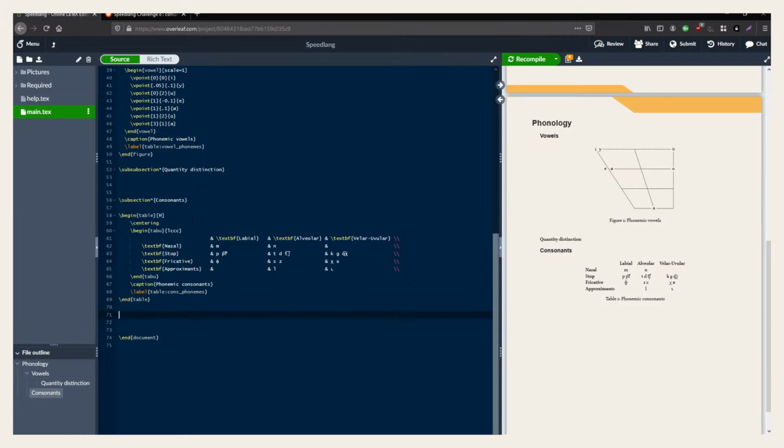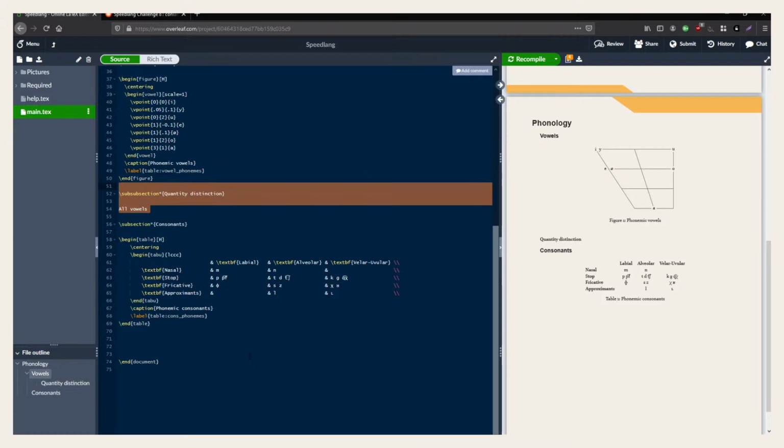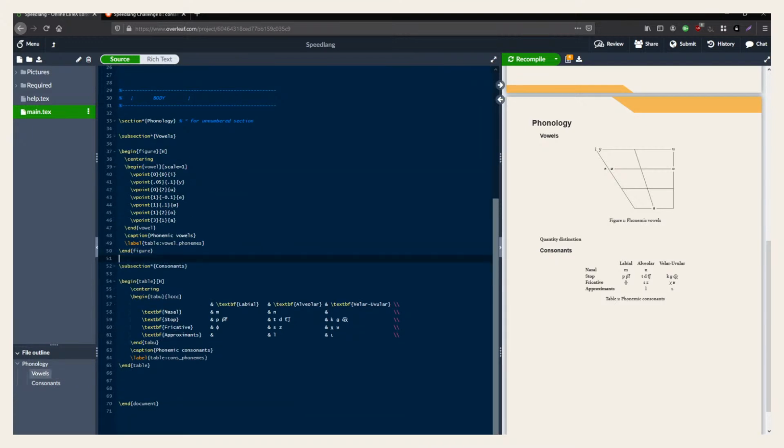So, let's go with that. And contradistinction. All vowels, actually, I'm not going to say it here. Subsection, and this is going to be called syllable structure.